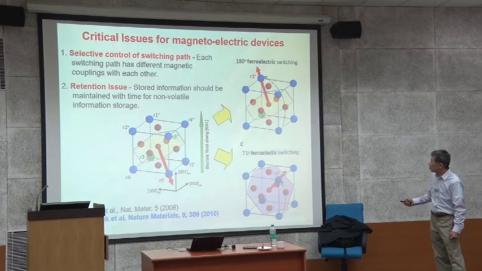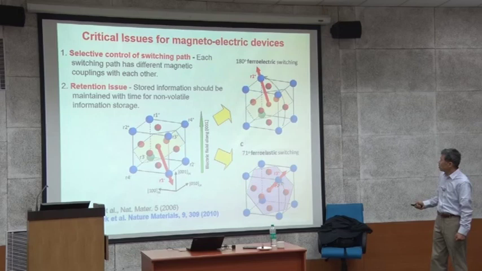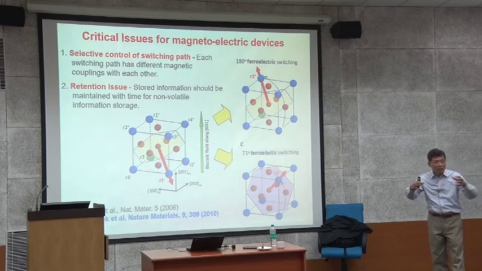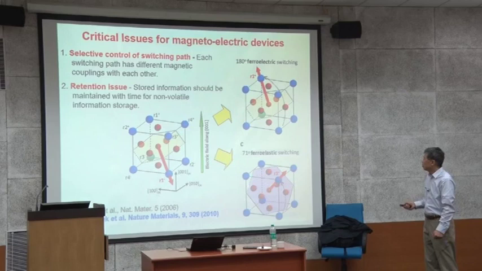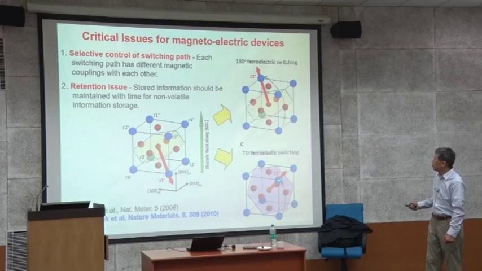Another way you can have switching is to go here, this one and that one are equivalent, going to 180 degree switching, going in that direction. Okay? So you have this one and that one, two possibilities, but elastically, we look at the actual elastic configuration, it's constrained, and this is very unstable. Okay? And this is more stable than this one, this is more unstable.